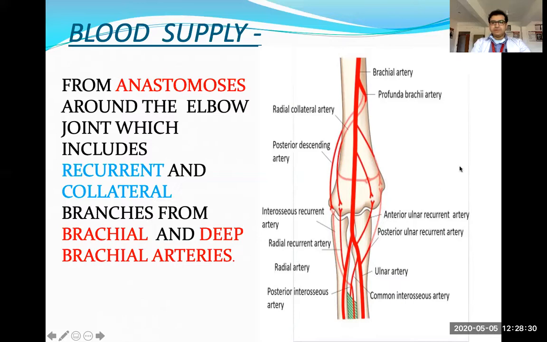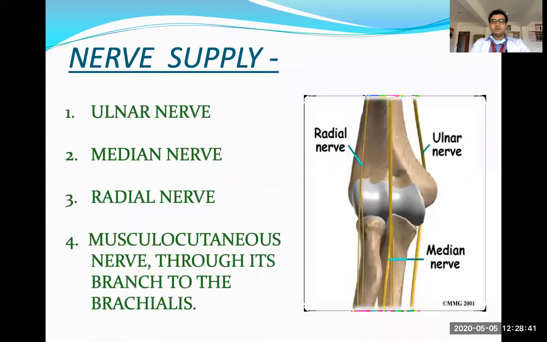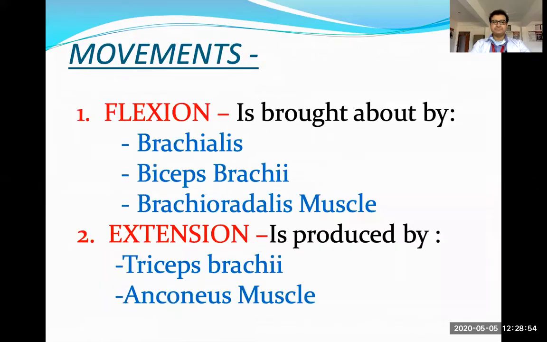Same side on medial, it is anastomosis with the anterior ulnar recurrent artery and posterior ulnar recurrent artery. Okay. Now come to the nerve supply. So elbow supply by the radial nerve, ulnar nerve, median nerve, and musculocutaneous nerve through its branches to the brachialis. Now come to the movements.